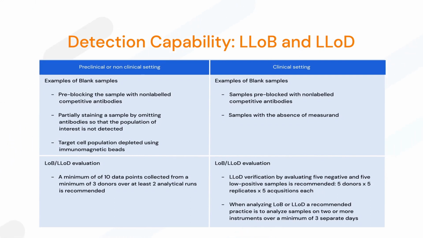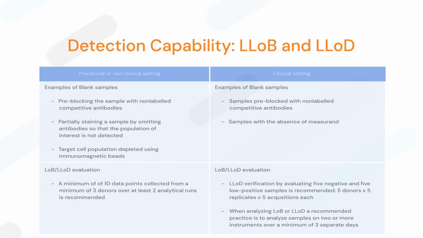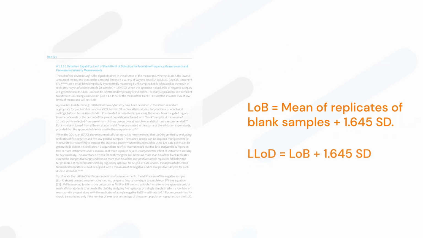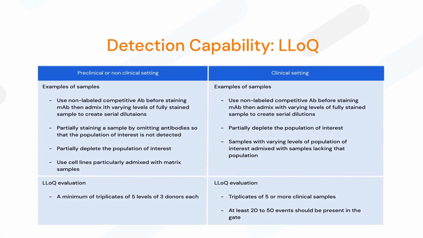In a clinical setting, LOB evaluation is done using samples with the absence of measurand. LOB is established empirically by repeatedly measuring blank samples. LLOD is determined empirically or estimated using a formula. LLOQ is established by analyzing samples with levels of measurand approaching the LOB or LLOD.